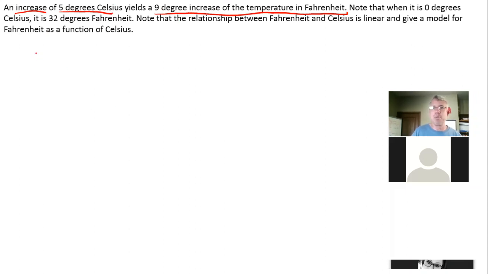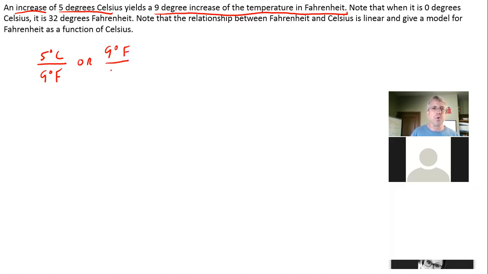And I can write the speed two different ways. In this case, it would be legit to say a 5 degrees Celsius change causes a 9-degree Fahrenheit change, or a 9-degree Fahrenheit change.